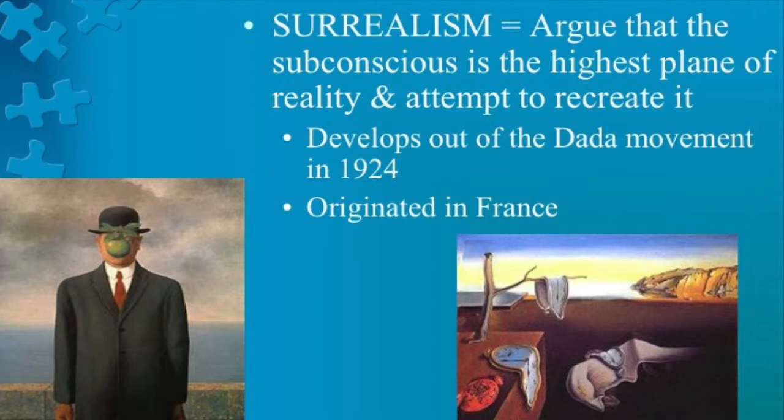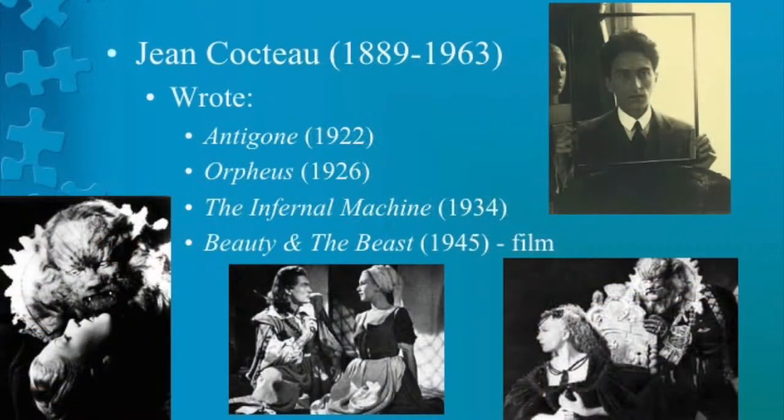It's principally a French movement and can be seen in the works of playwrights like Cocteau. Cocteau was a French playwright and later French filmmaker who created such plays as Antigone, Orpheus, The Infernal Machine, and his film in 1945 of Beauty and the Beast.